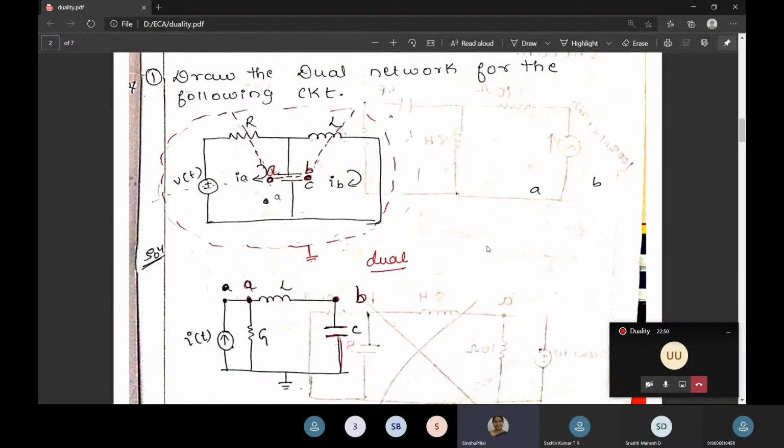After that, whatever nodes you have written, those nodes should be written first on the other side. So first A you write and B you write. Between A and B, what we have is capacitance. The dual of capacitance is inductance. So between A and B, you have to draw inductance. Next, from A the resistance has gone to ground, so conductance will go to ground. Then we have a voltage source, replace it by a current source. Then we have here an inductance, replace it by capacitance. Like this, the dual of this network can be drawn.